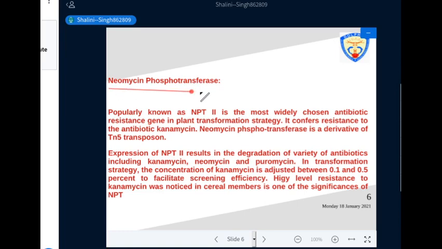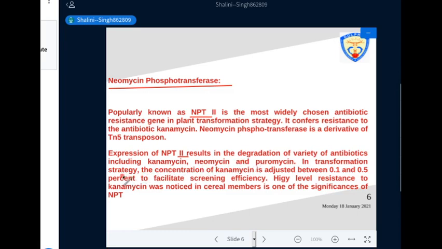First example is neomycin phosphotransferase. It is popularly known as NPT2 and it is the most widely chosen antibiotic resistance gene in plant transformation strategy. It confers resistance to the antibiotic kanamycin. Neomycin phosphotransferase is a derivative of Tn5 transposon. Expression of NPT2 results in the degradation of a variety of antibiotics including kanamycin, neomycin, and furomycin.